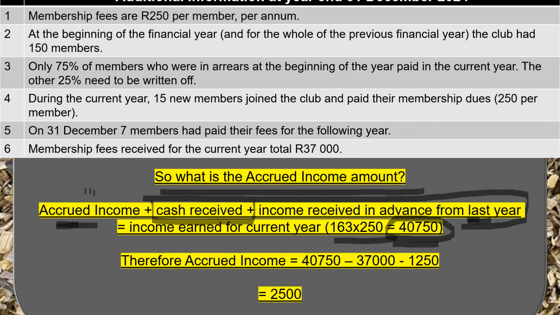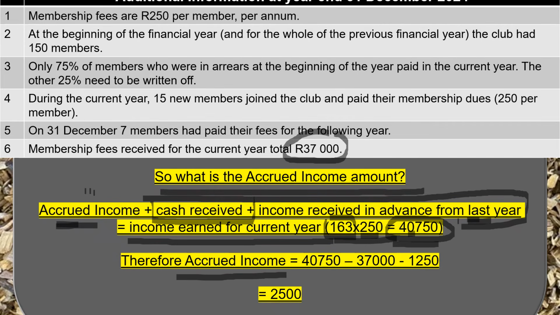Accrued income plus the cash received this year, plus the income received in advance from last year, which is an adjustment from last year, is equal to the income earned for the current year. And we know what the income earned for the current year is, because it's our number of members multiplied by 250, which is 40,750.